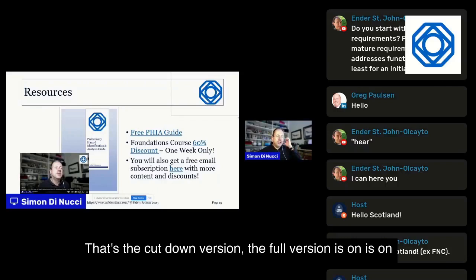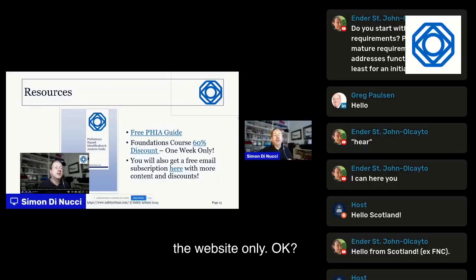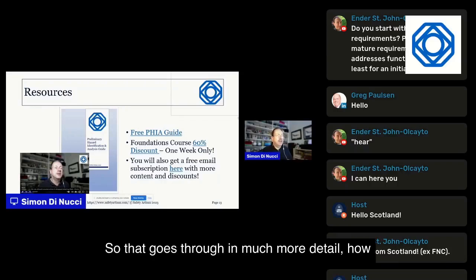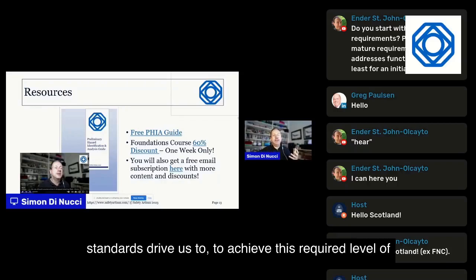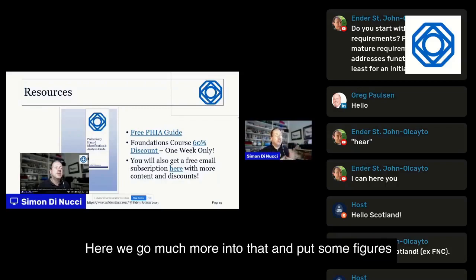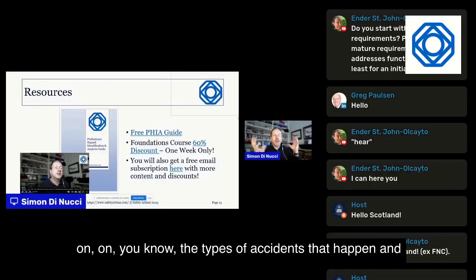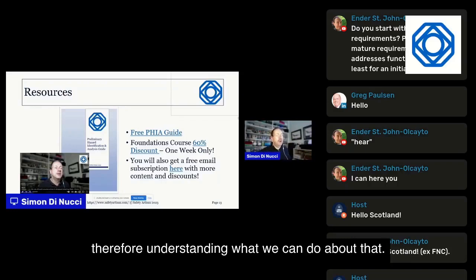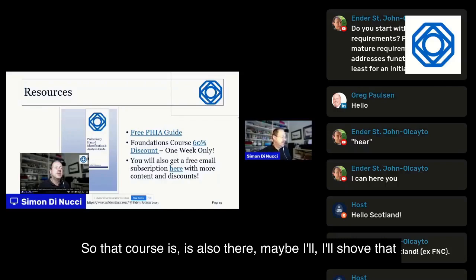The full version is on the website only. That goes through in much more detail how standards drive us to achieve this required level of rigor, and it gives you some context. I gave you a little bit of context here. We go much more into that and put some figures on the types of accidents that happen, and therefore understanding what we can do about that. So that course is also there.